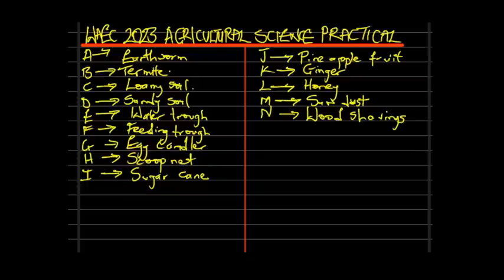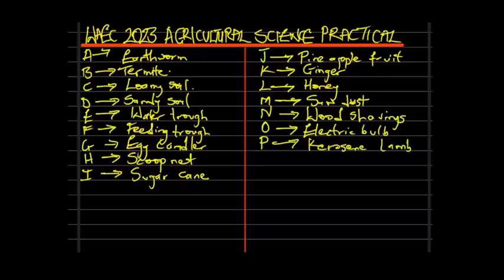Specimen O is the electric bulb. Then we have specimen P to be the kerosene lamp. And then we have specimen Q to be charcoal pot. That happens to be the last specimen for the Agric list of specimens for year 2023 WAEC.